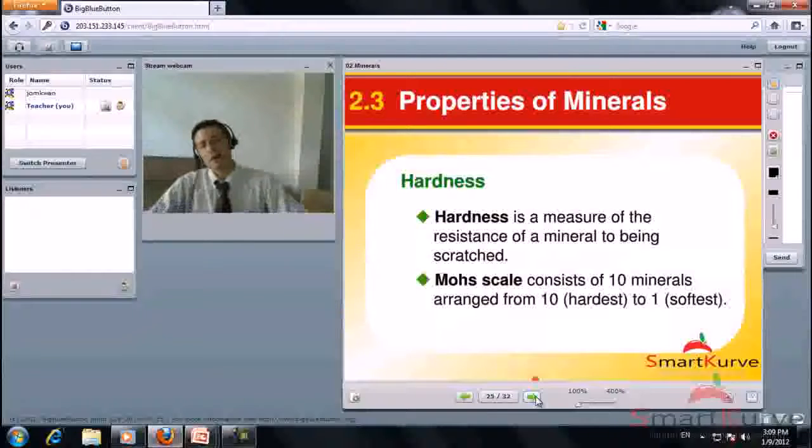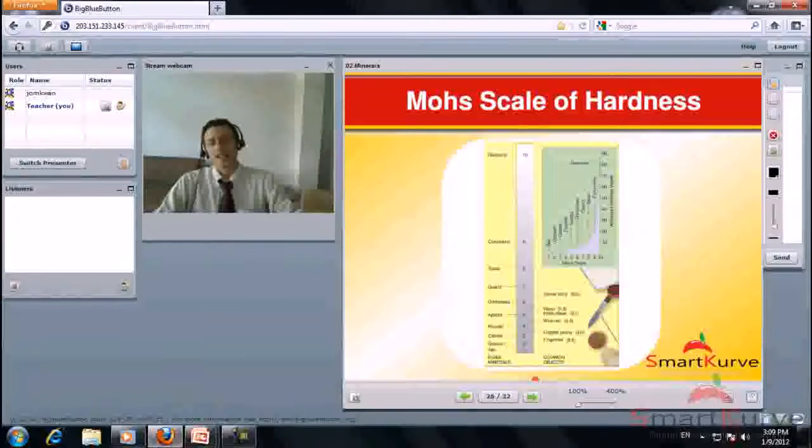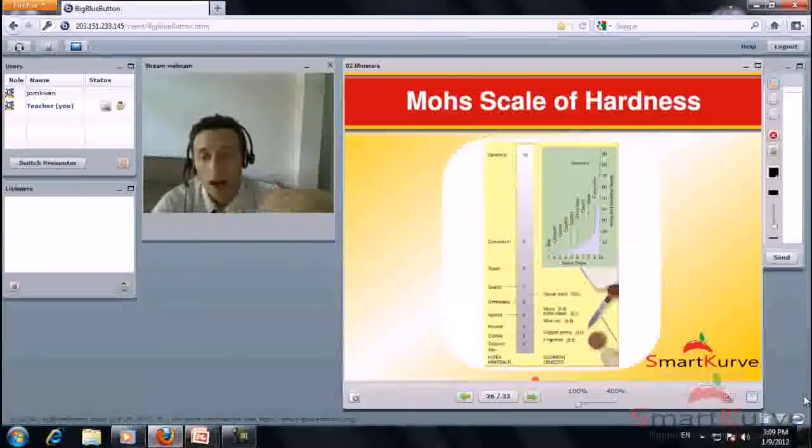Moving on, slide 25, more properties. Hardness. That's a measure of the resistance of a mineral to being scratched. We measure hardness on the Mohs scale. We go from 10 to 1. We can see that on slide 26. Notice up there at the very top at 10 we have a diamond. A diamond is elemental carbon. There's no other element present, and it is the hardest substance on the planet. Everything else comes below diamond.